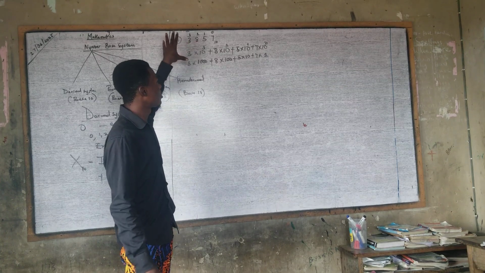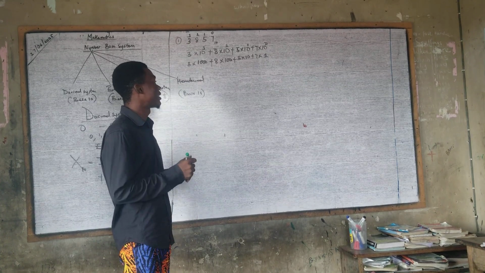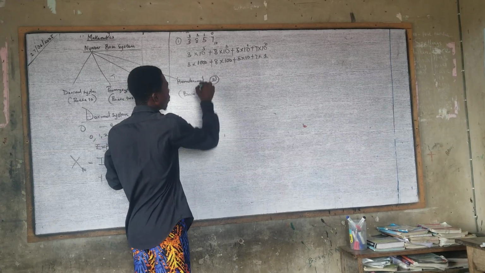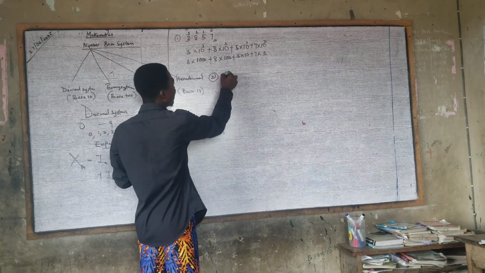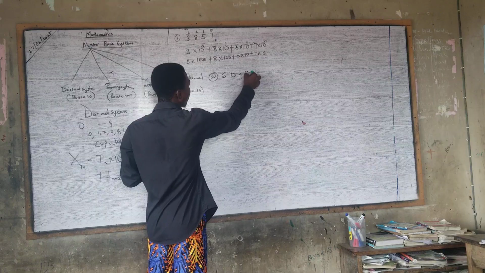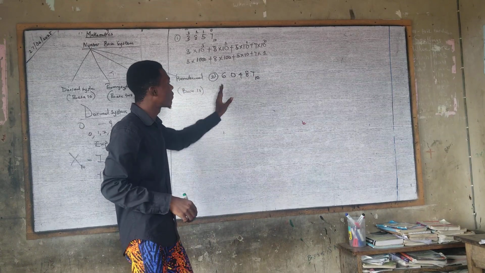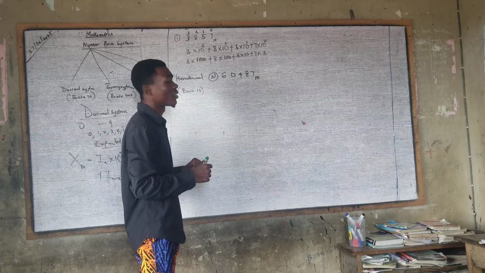We just finished the first question. Now we want to go into the second question. Now, the second question is, if we are having 60487 base 10. Now, to solve the expanded notation of this, what's the first thing we are supposed to do?